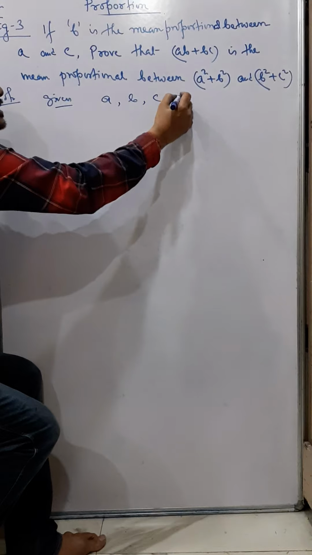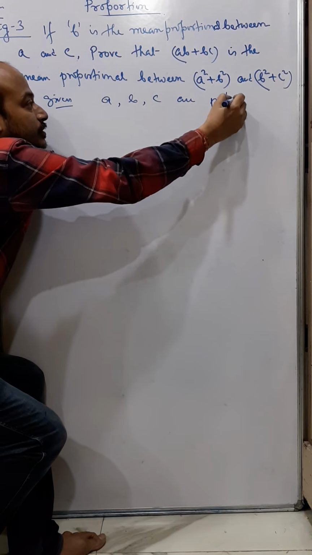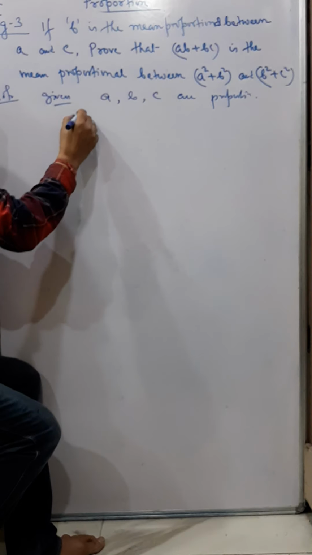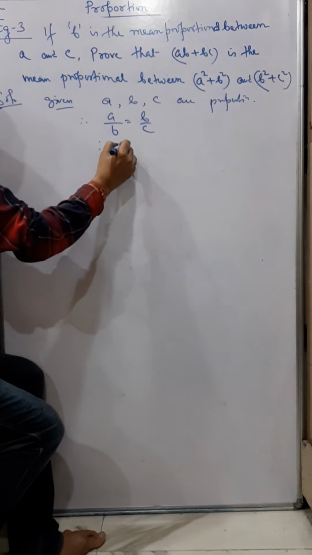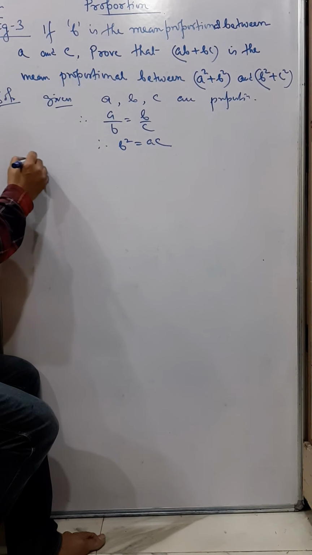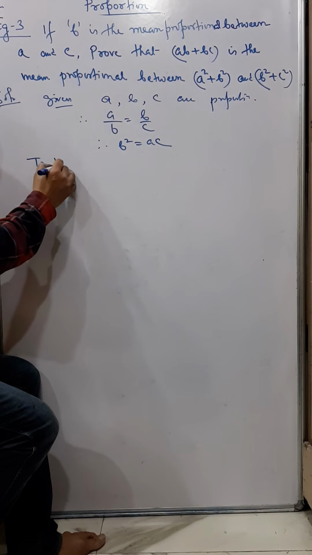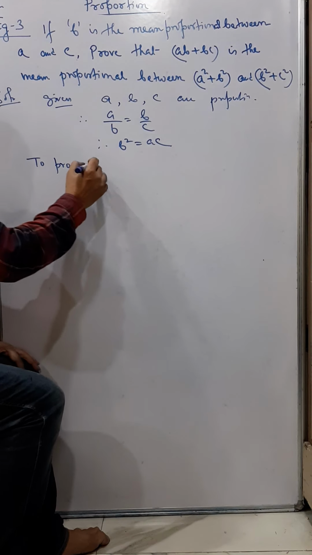Or we can start like this: given A, B, C are in proportion, and therefore we can say that A by B equals B by C, and finally we can say that B square is equal to AC. Now what we have to prove? To prove AB plus BC is the mean proportional between this and this.